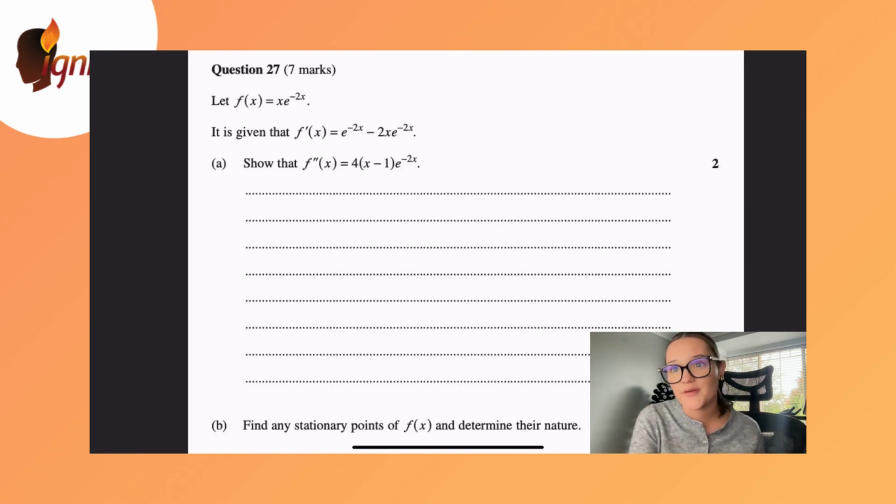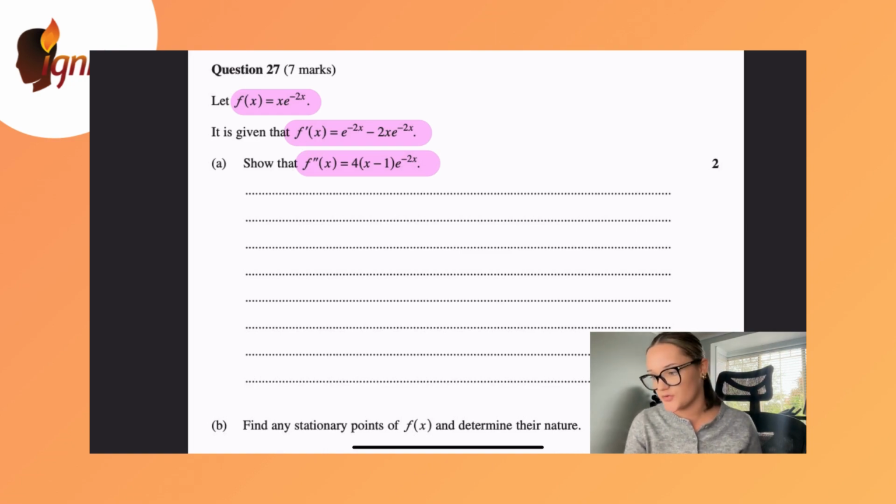All right, so the best way that we can go through all these different critical aspects in a curve sketching question is by going through an example. So here we have a function f of x, which is equal to x e to the negative 2x. We're told that the first derivative is equal to e to the negative 2x minus 2x e to the negative 2x, and we want to show that the double derivative of this is equal to 4 times x minus 1 times e to the negative 2x.